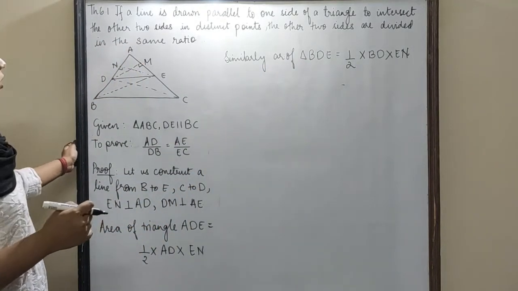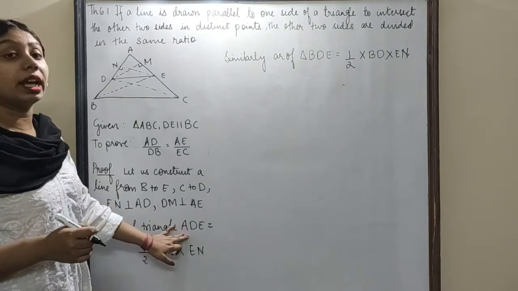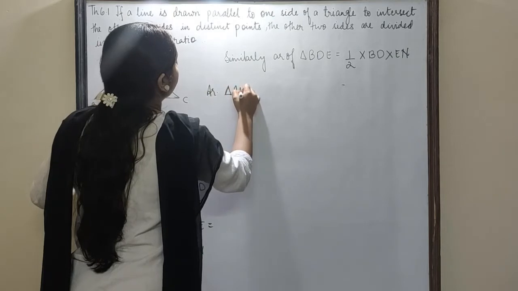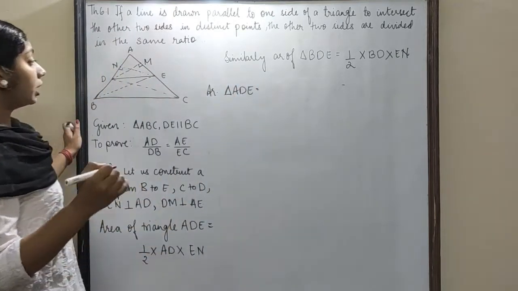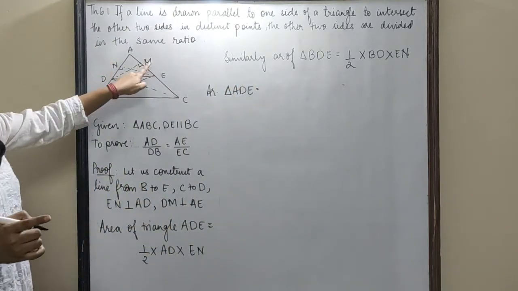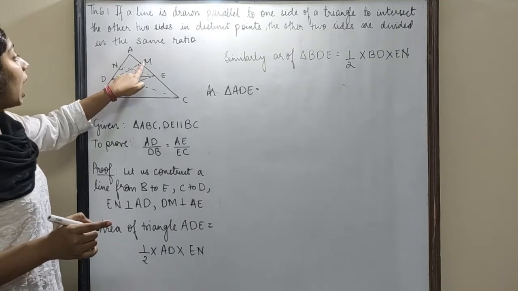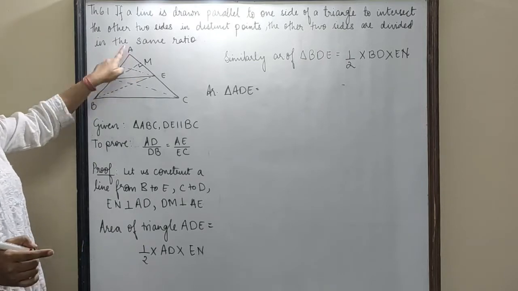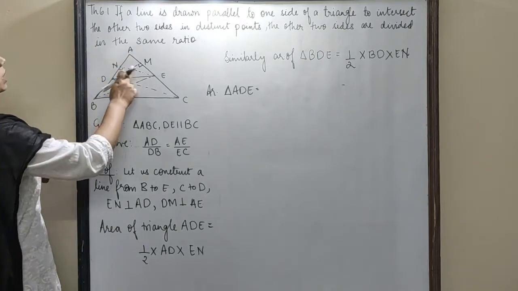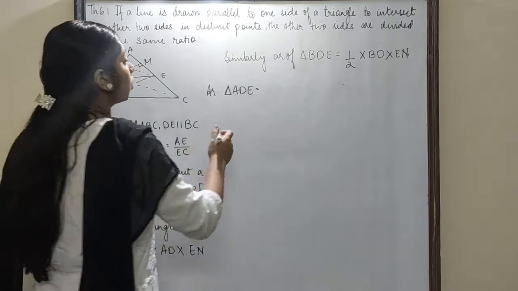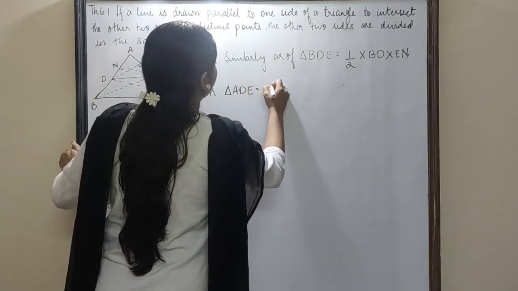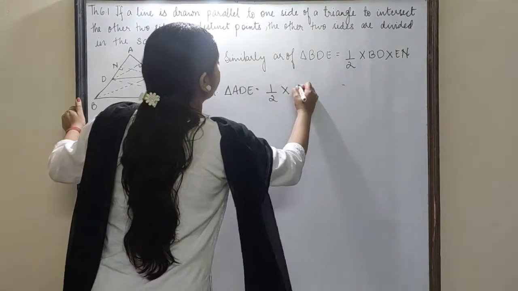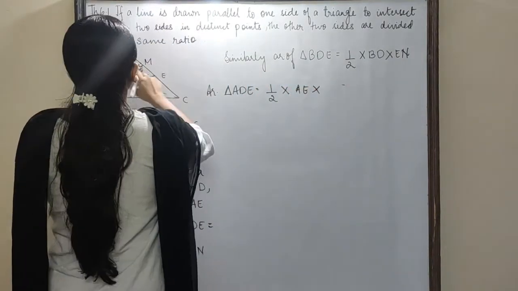Next, we are going to take the triangle again, triangle ADE. You can also write, children, area of triangle ADE is equals to half into base into height. Height we can also take over here DM. We have two heights. If you notice, children, in ADE, we have two heights over here, EN and DM. So over here we can also write area of triangle ADE is equals to half into base, we will take AE, into height, which is DM.